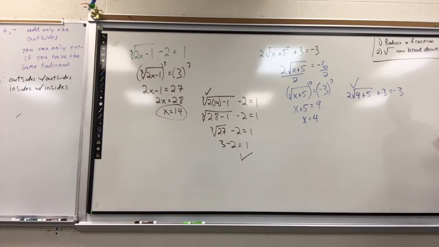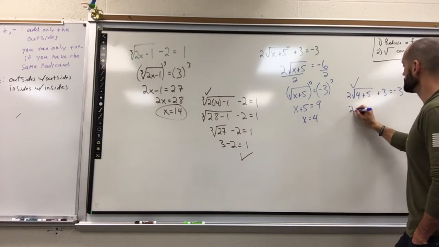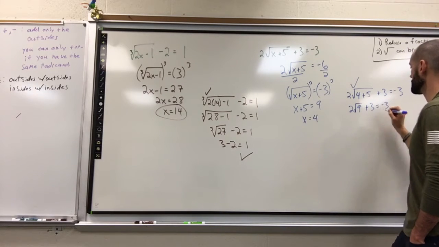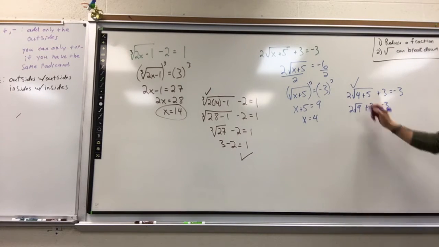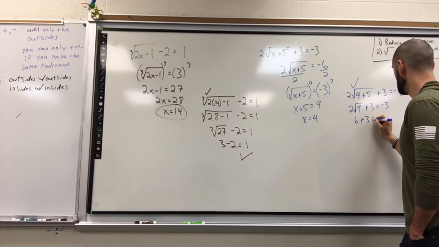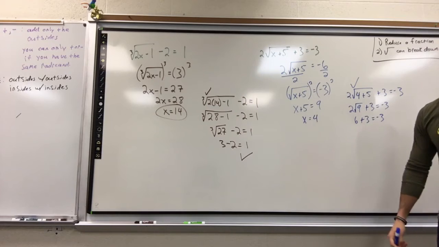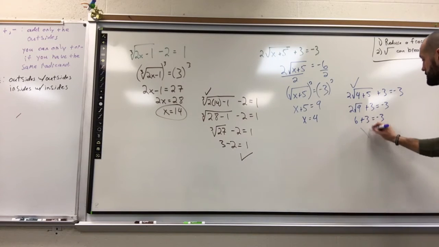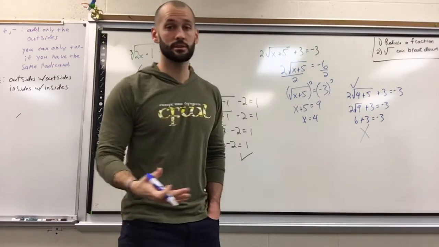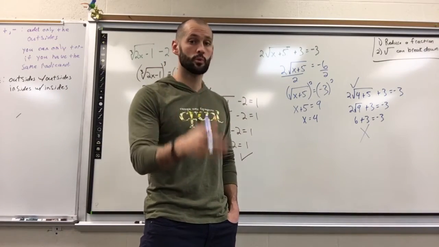You see that okay? All right. 2 times the square root of 9 plus 3, is that going to equal negative 3? Let's take a look. Square root of 9 is 3. 3 times 2 is 6. Oh no, no, no. This one does not work. So that means this is a no real solution. Okay? Remember, no real solution.